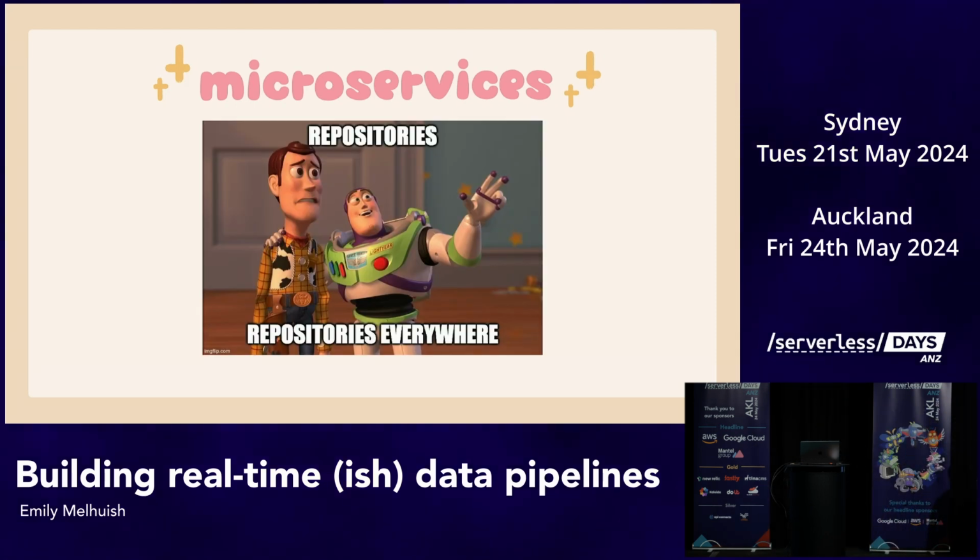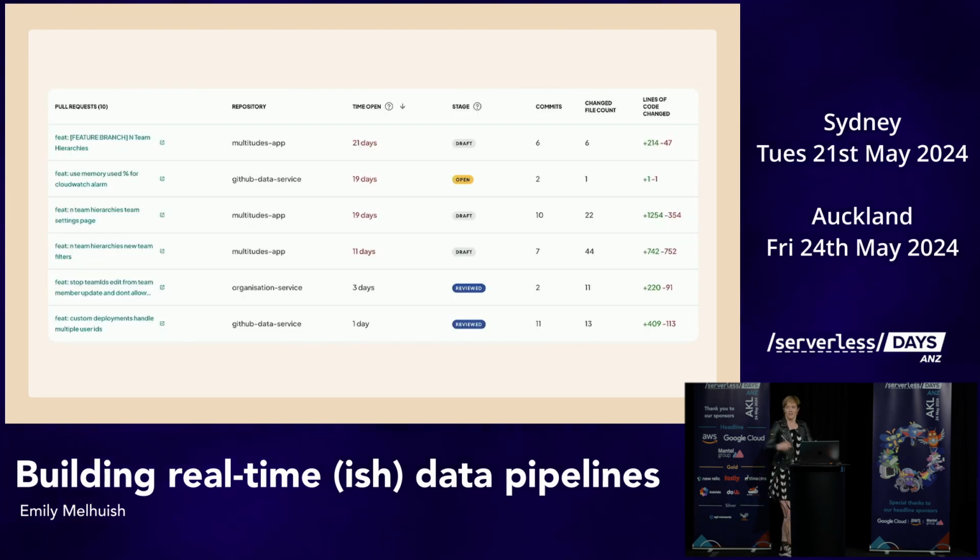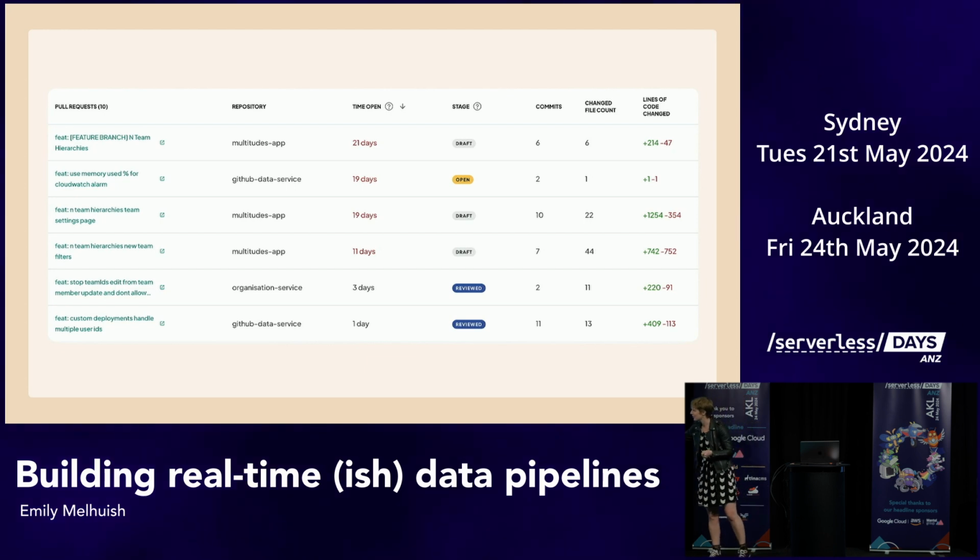I know at Multitudes we are microservices. There are 94 repositories that we have. So trying to look at all of those pull requests is just really, really hard. So this would be the ideal solution. You can see a nice table of all your pull requests, how long they've been open. This is actually real data from Tuesday at Multitudes. We've got a big feature launch coming up on Monday.